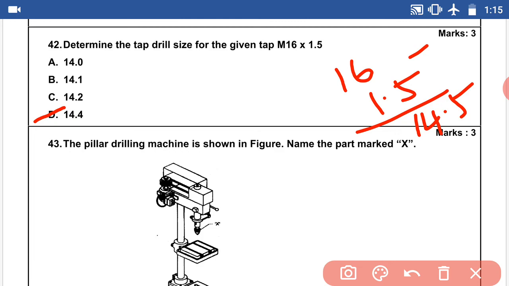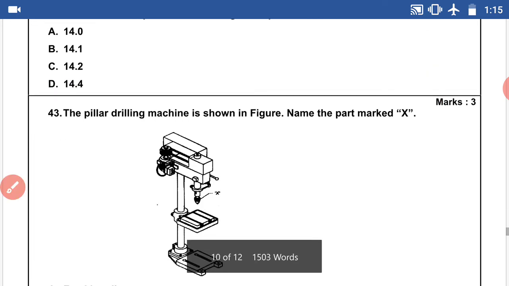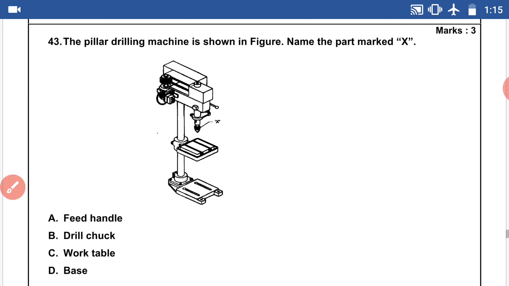Question number 43. The pillar drilling machine is shown in the figure. Name the part marked X. The X mark is the drill jack. Option B is the correct answer, drill jack.